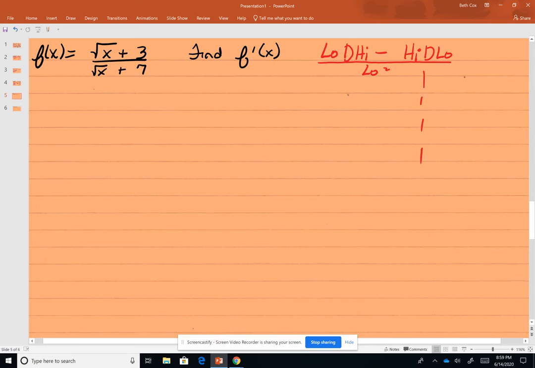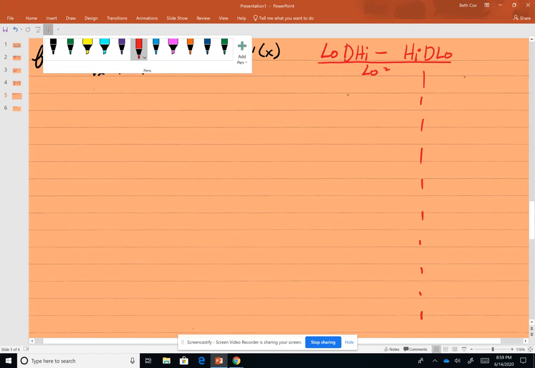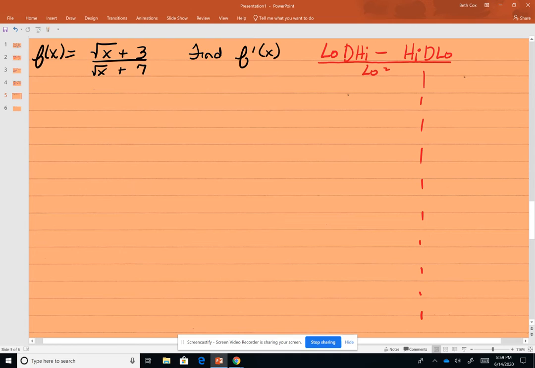Hopefully we won't need much scratch work, but let's get it ready in case we do. And I really like the purple, so I'm going to go back to my purple. Here we go. All right, so for this function, we're going to do the derivative. So we're going to do the denominator times the derivative of the numerator.